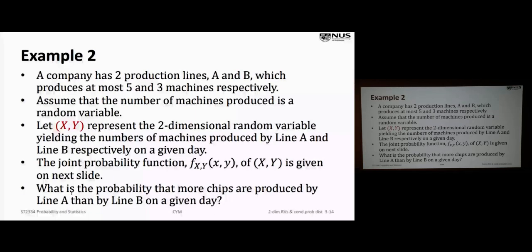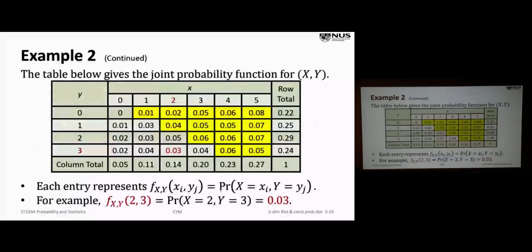I think the word chips doesn't make any sense here. I think what the question means is machines, not chips. Well, let's worry about the question in a moment. Let's look at the joint probability mass function of X and Y on the next slide. So this is the joint probability mass function of X and Y. Let's spend some time thinking about this.